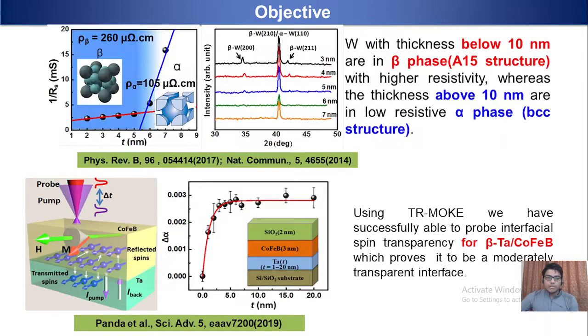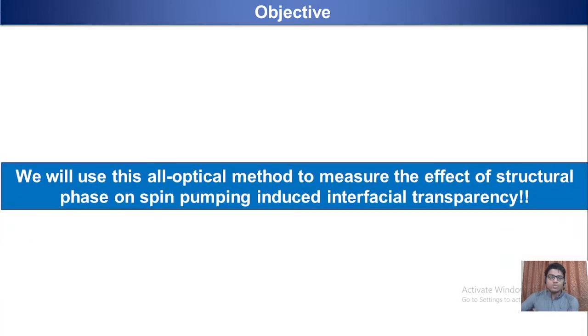Then what is special about tungsten? Tungsten shows a thickness dependent phase transition. At lower thickness it is in beta phase, which has a tetragonal A15 structure, but at higher thickness it is in alpha phase, which has a body centered cubic structure. So in this work we are going to study the interfacial spin transparency at different crystal phases of tungsten by using a femtosecond laser based all-optical technique.